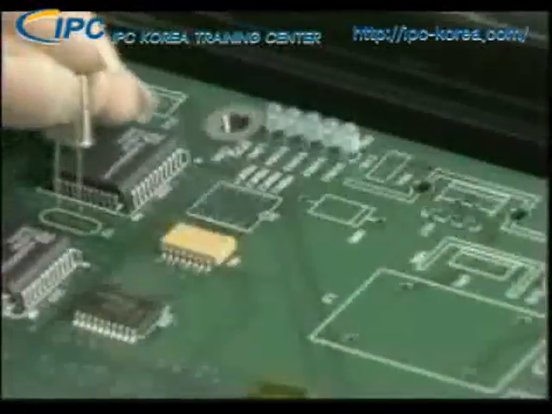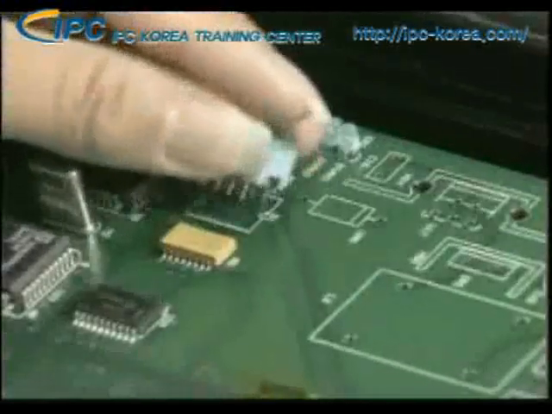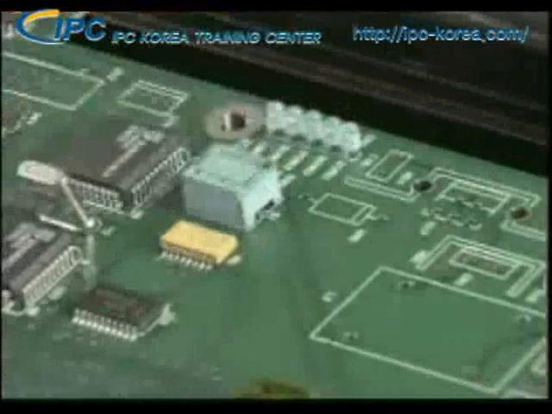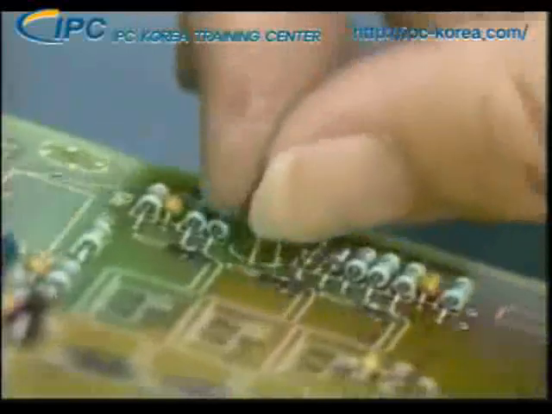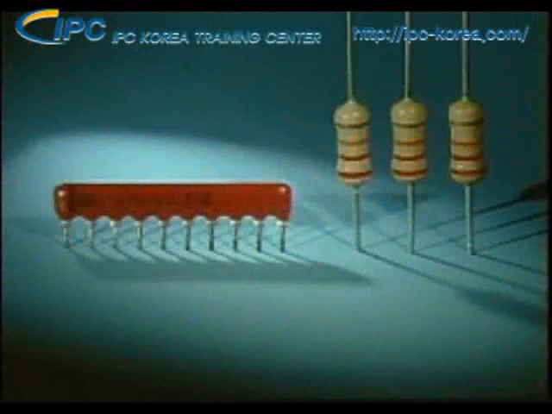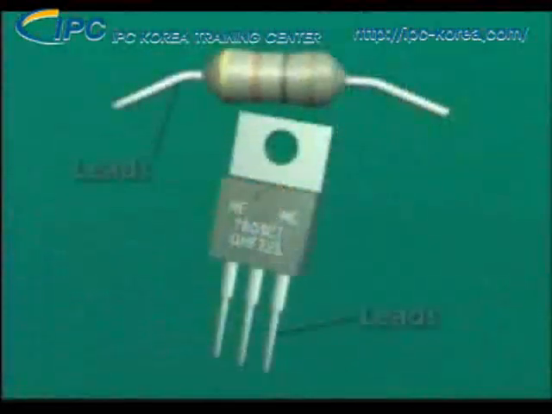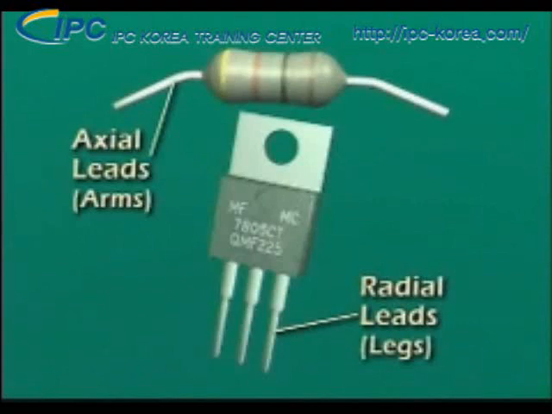Now that you have a basic understanding of electronic components, let's examine what's involved in accurately inserting through-hole components into circuit boards. Through-hole components have leads that are designed to be inserted through mounting holes in the circuit board. Leads are rigid metal wires that extend out from the component. Through-hole components may have axial leads, also referred to as arms, or radial leads, also called legs.